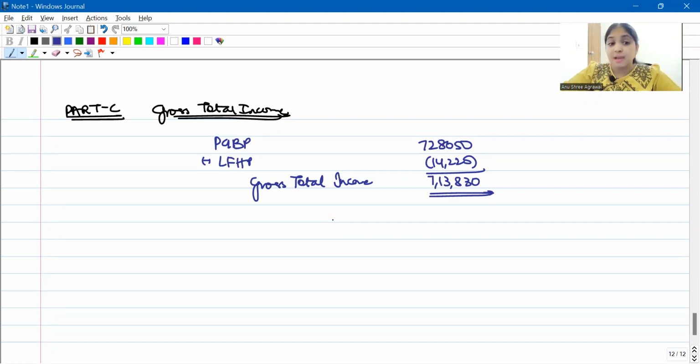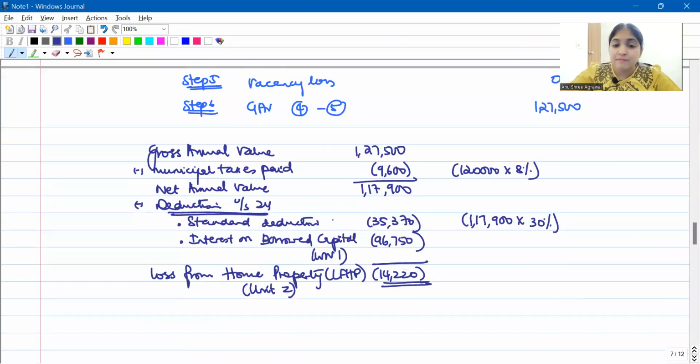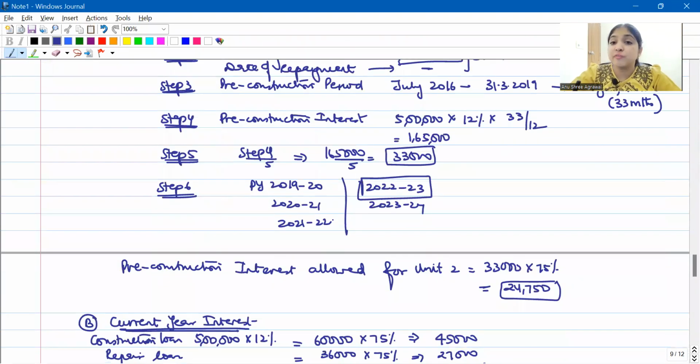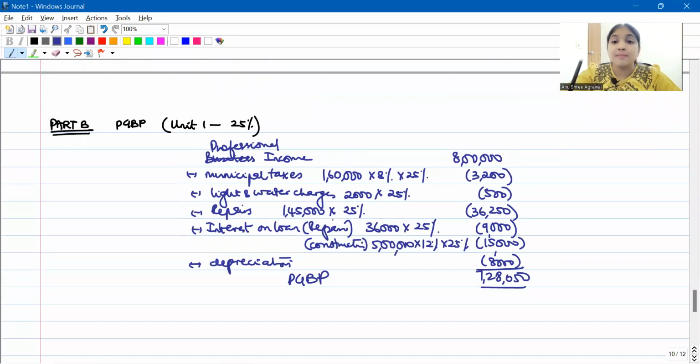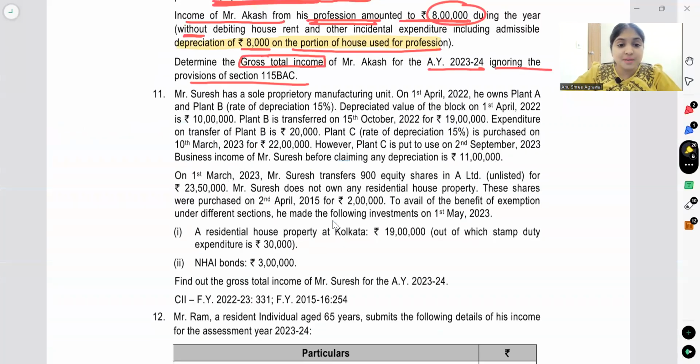If you notice, what did we do over here? We did the IFHP part first, and within the IFHP part itself, we finished off pre-construction interest also. Then we had a part for PGBP, and then we gave the total number, the GTI number. So, divide your answer into various parts, give enough working notes. Do not be lazy to make those working notes. All right. So this is it with question number 10.